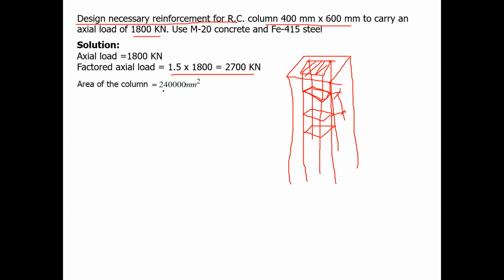And here fck is given, right? fck is how much? fck is 20 and fy is 415. Take down. Given fck 20 Newton per mm square, fy 415 Newton per mm square. Okay, finished?